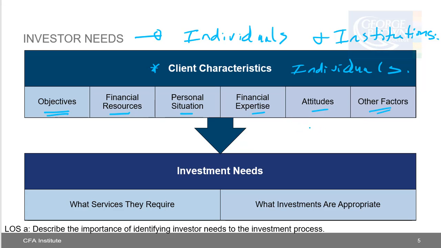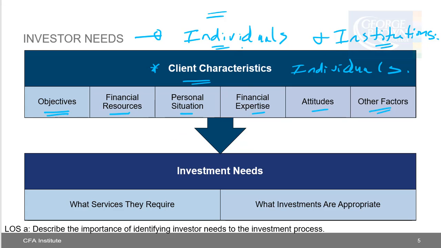So in general, the one thing about individuals is that most individuals are not the same. When we're looking at client characteristics, there's a ton of diversity when you're looking at individual accounts. But institutions, on average, you can sort of lump into categories like pension funds or endowments or insurance companies or banks. And you're going to see the characteristics are maybe a little bit closer, not as much diversity as we see with the individuals.